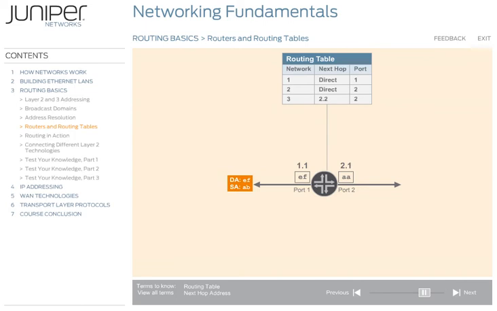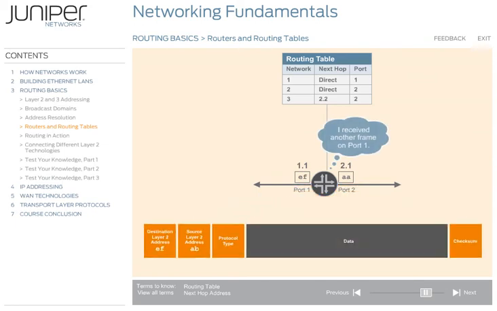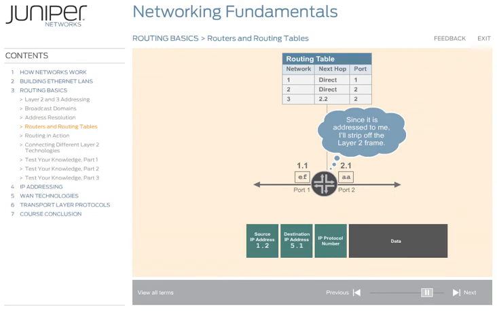What if the router receives a packet destined for a network not in its routing table? Here we see that the router has received another frame on port 1. Since the frame is addressed to the router, it strips off the Layer 2 frame. In this case, the destination address is in Network 5, but there is no entry for Network 5 in the routing table. If the router does not have a route for a destination network number, it will drop the packet and might send an error message to the sending PC.